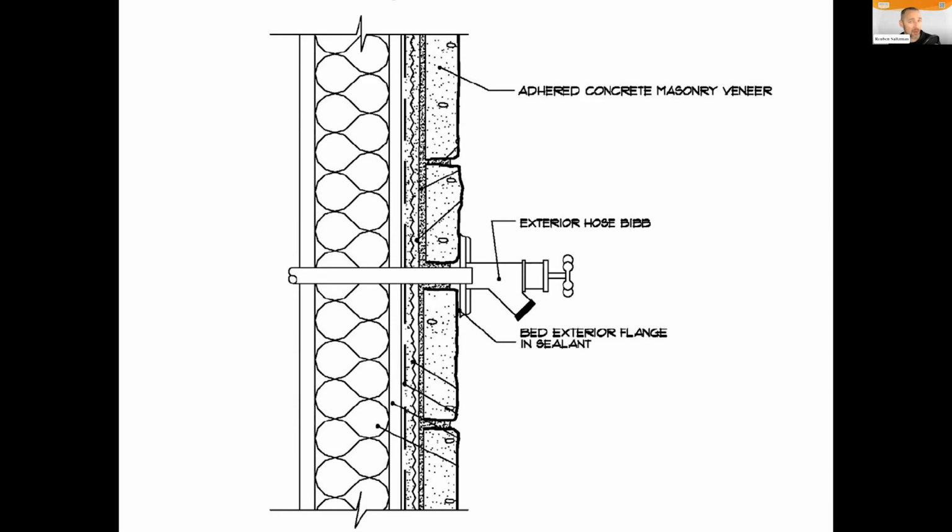I took some of the illustrations in the manual and I marked them up to suit my needs as a home inspector. They've got all this different stuff labeled. It's all the stuff that I don't care about. Really what I care about here is we've got an outside faucet. Did we embed it in sealant or did we do something different?